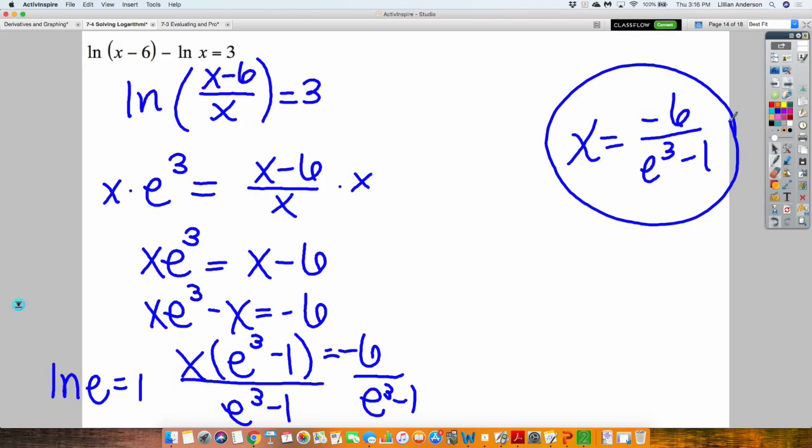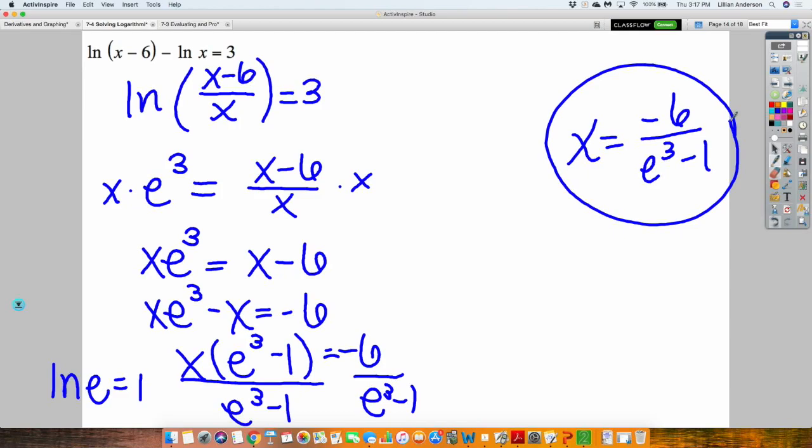So let's recap. Same steps as before. Those 4 steps. I think it was 4 steps. You isolate and or condense. We did that. Then we rewrote it in exponential form. And again, because it's a natural log, automatically the base is going to be what? E. So when we rewrite in exponential form, it becomes e to the power of 3 equals x minus 6 over x. After that is algebra.